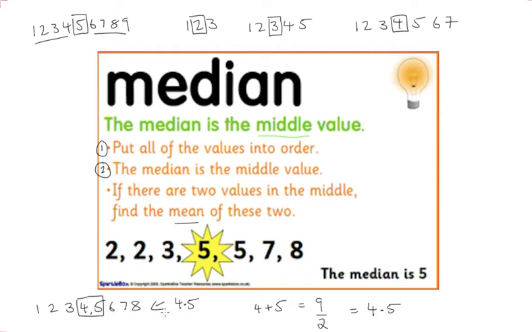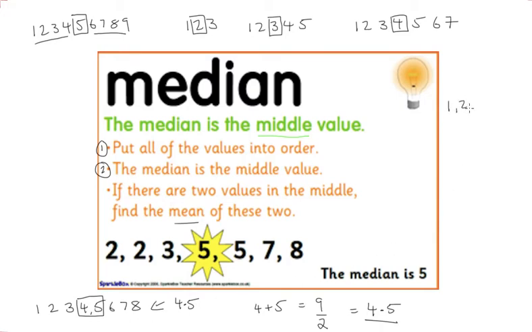So it's a little bit more work. If we have an odd number of numbers, it's much easier. All we have to do is find them, arrange them in order, and then find the middle number. Easy. But if it's an even number, then we have to add the middle 2 and divide by 2. Okay, so 4.5. Let's just do an easier one.